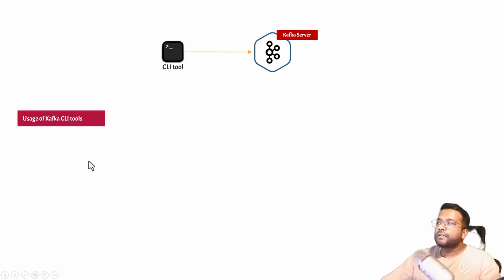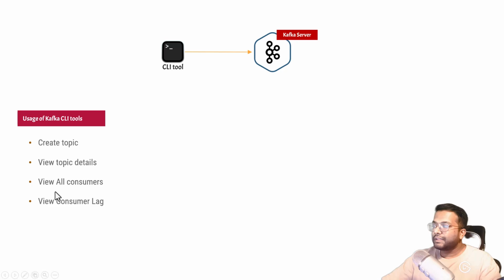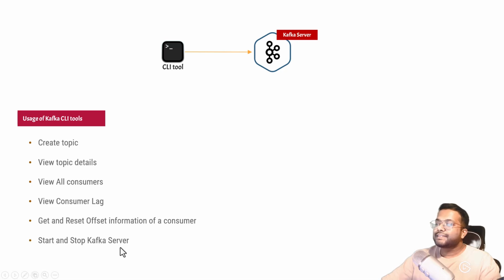The usage of the Kafka CLI tool can be for creating a topic, for viewing the topic details, for viewing all the consumers, for viewing the consumer logs. You can also get and reset the offset information of the consumer, and start and stop the Kafka server. There are other use cases of this CLI tool, but it is most commonly used for these purposes. Like you can create a topic, view the topic details, and then list the consumers, what the consumer lag is, and all those things. So let's see how we can install this Kafka CLI tool.